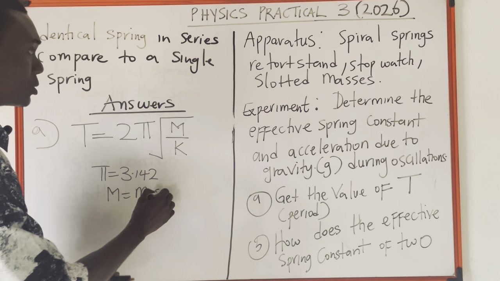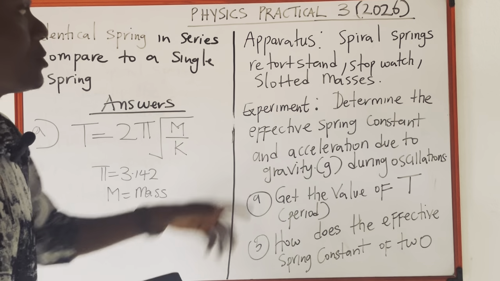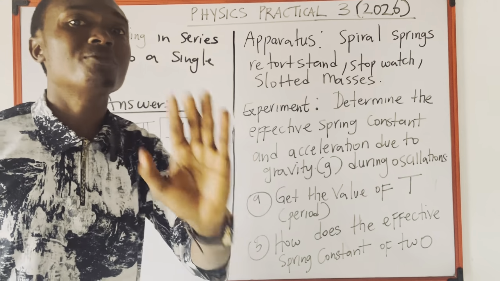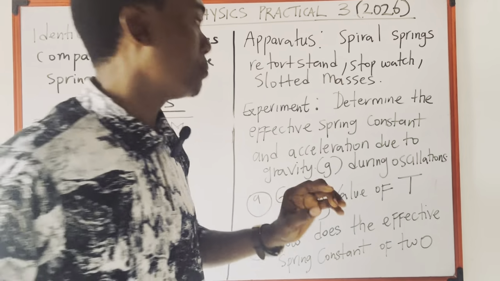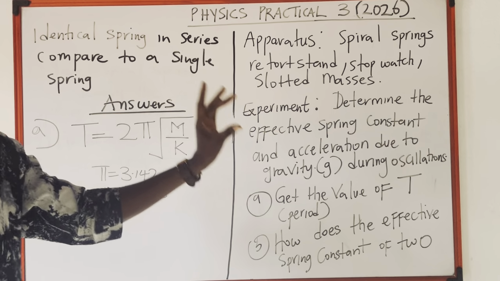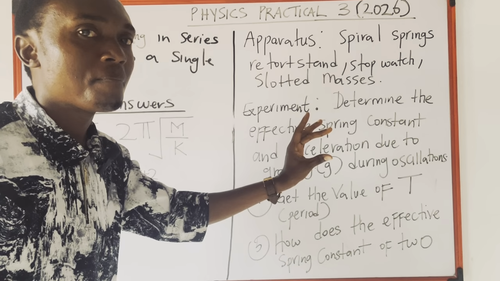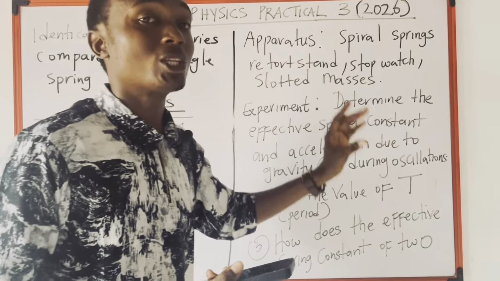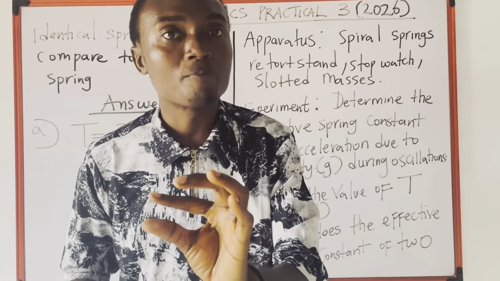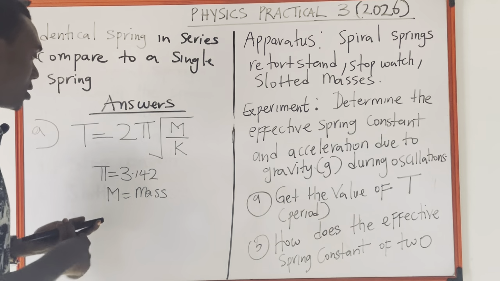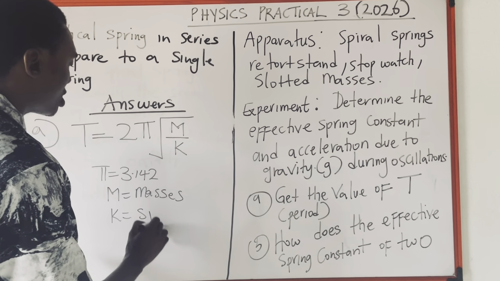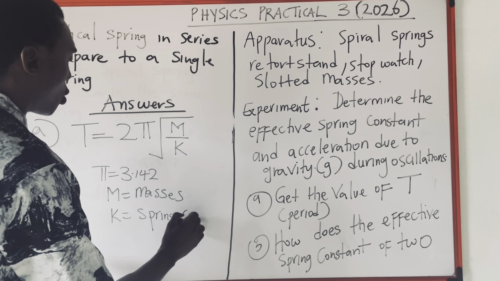And if you look at that question, masses are involved, the slotted masses are also there. So they will give you the value. Once they give you the value, you can put the value inside this formula and you start getting the period for each of the masses. They can give you up to like 5 masses, so you'll be getting the periods for each of the masses. Now, these are the masses. K here is what we call the spring constant.